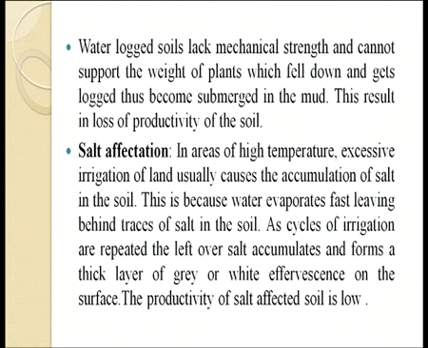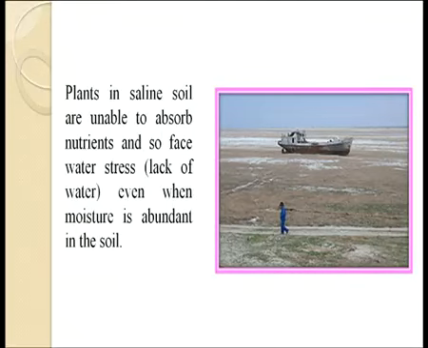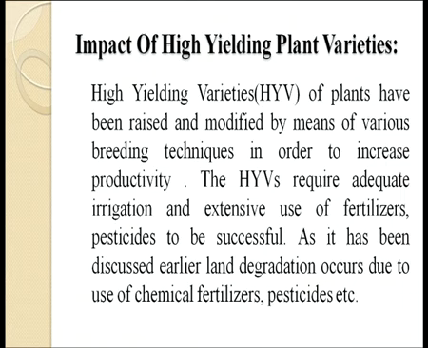Now, salt affectation. In areas of high temperature, excessive irrigation of land usually causes the accumulation of salt in the soil. This is because water evaporates fast, leaving behind traces of salt in the soil. As cycles of irrigation are repeated, the leftover salt accumulates and forms a thick layer of grey or white efflorescence on the surface. The productivity of salt affected soil is low. Plants in saline soil are unable to absorb nutrients and so face water stress even when moisture is abundant in the soil.